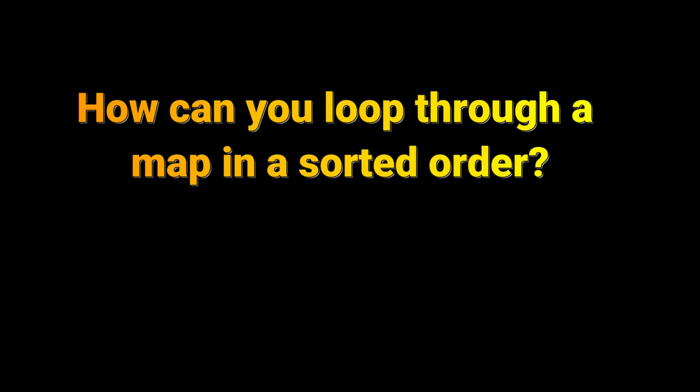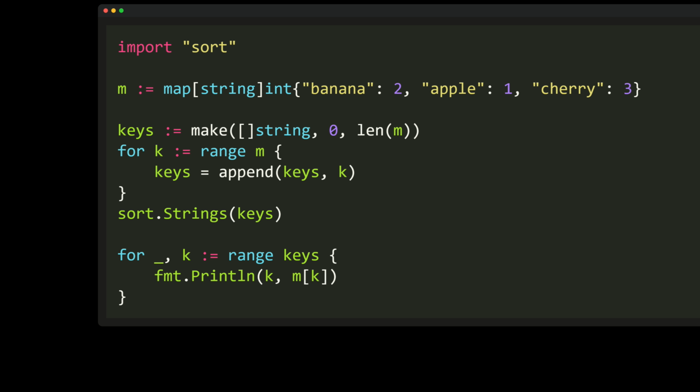Question: how can you loop through a map in a sorted order? To loop through a map in sorted order, you first collect all the keys into a slice. Then you sort that slice using the sort package. Finally, you loop through the sorted slice and use each key to get its value from the original map. This way, you get the map items in sorted key order.